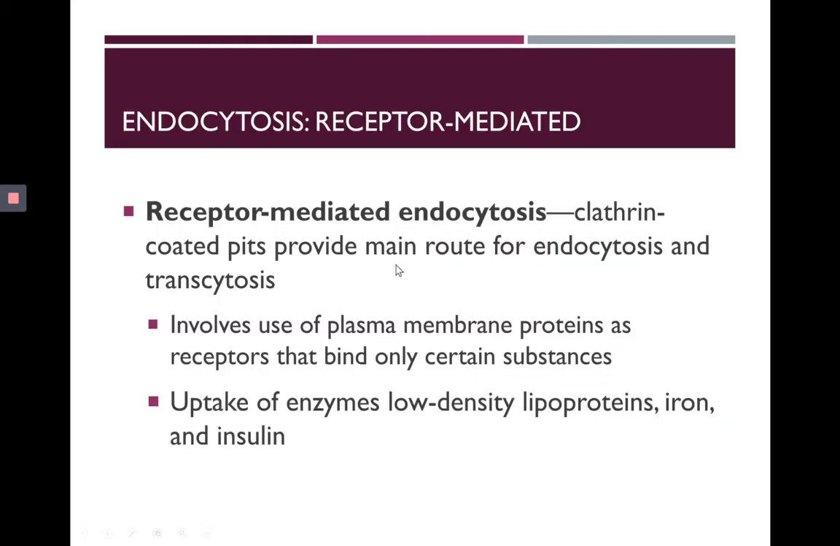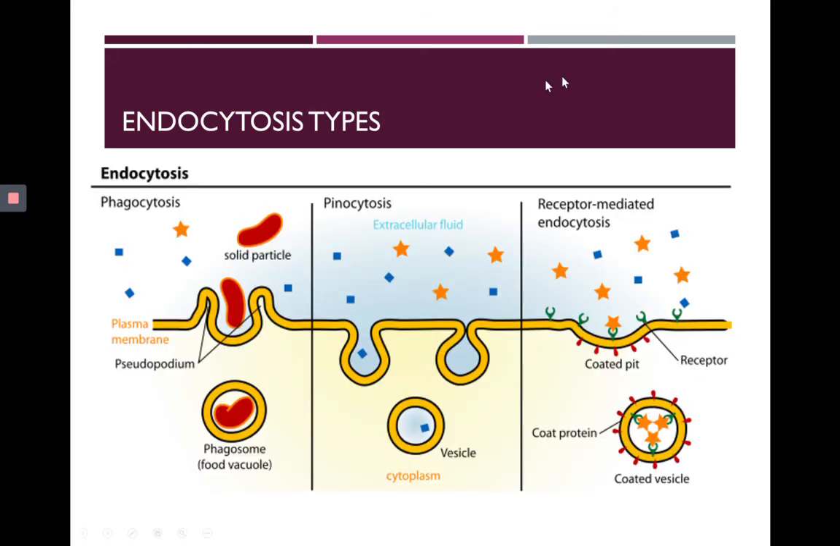Then you have receptor-mediated endocytosis, which is basically just the cell being picky. It's the cell using receptors to attach itself to something specific that it wants to take in. So the uptake of enzymes or low-density lipoproteins, iron, insulin, things like that would use receptor-mediated endocytosis. So let's just look at all 3 together. Again, they're all endocytosis. Things are coming into the cell. Phagocytosis, cell eating, so we have a solid particle being taken into a phagosome. Pinocytosis is cell drinking, so we have the cell taking in dissolved solutes into a vesicle. Then receptor-mediated endocytosis is the cell using receptors to bind to something specific and take it in.